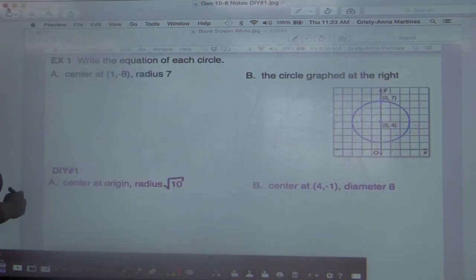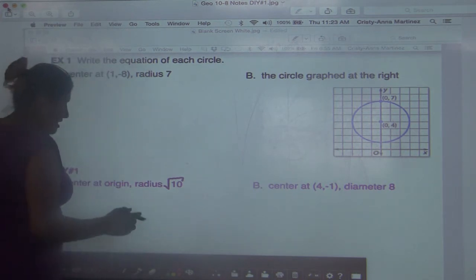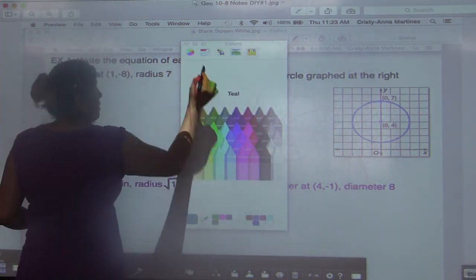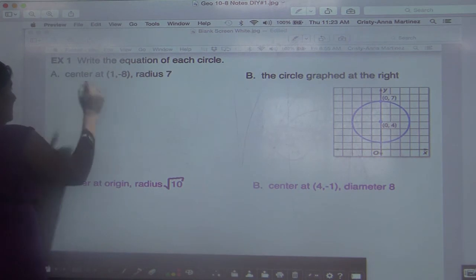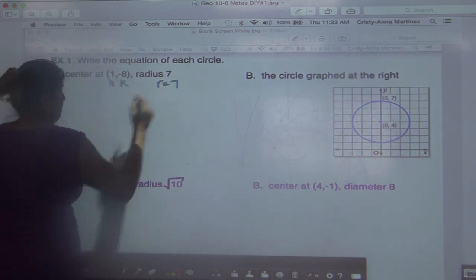example. So it says here, write the equation of each circle. You don't actually have to have a graph of the circle to be able to do this. As long as you know what the center is and the radius is, we're just going to plug it right in to our formula, which said that this is (h, k), and then this is r equal to 7.